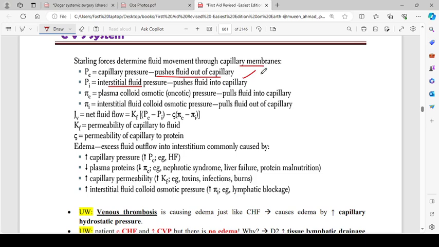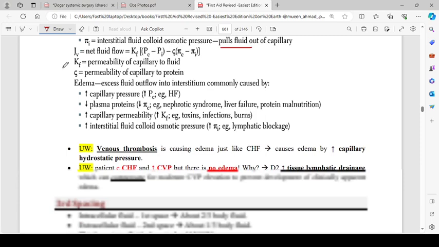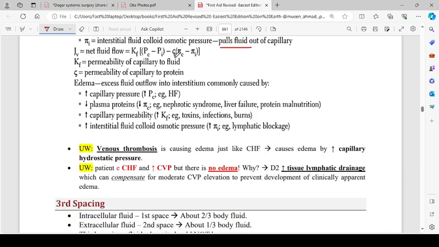Pi C is the plasma colloid osmotic pressure, which pulls the fluid into the capillaries, and pi I is the interstitial fluid colloid osmotic pressure, which is going to pull the fluid out of the capillaries. Then we have JV, which is the net fluid flow.